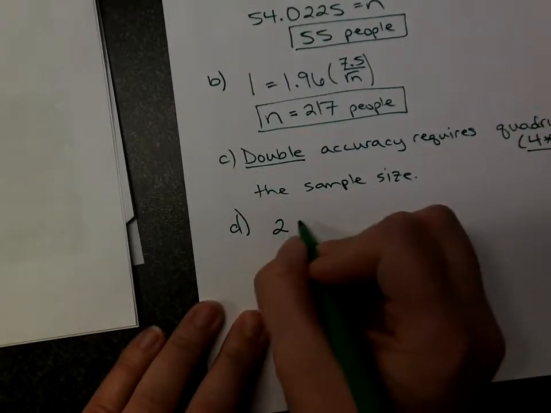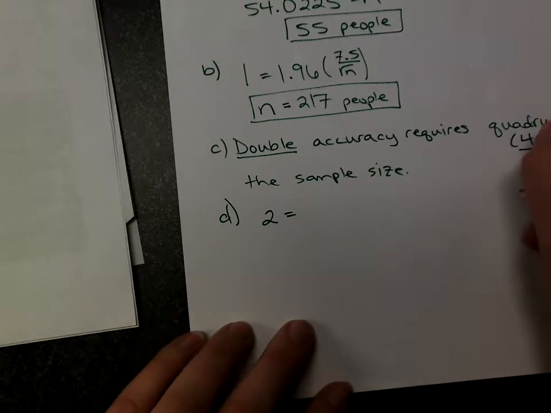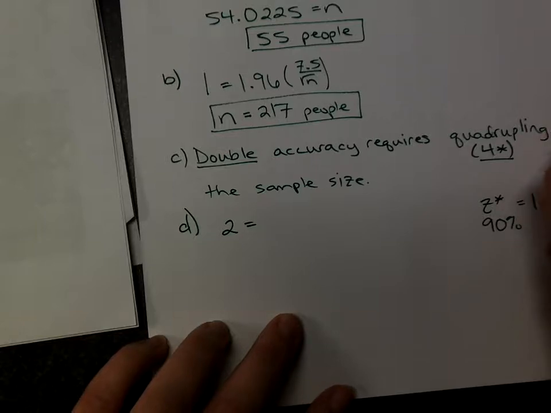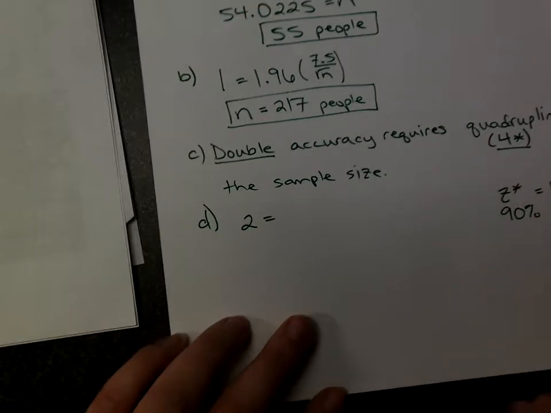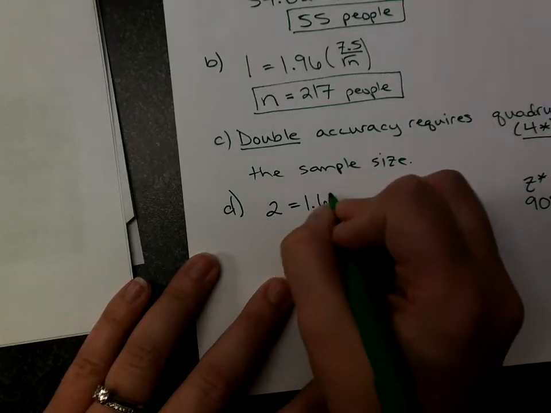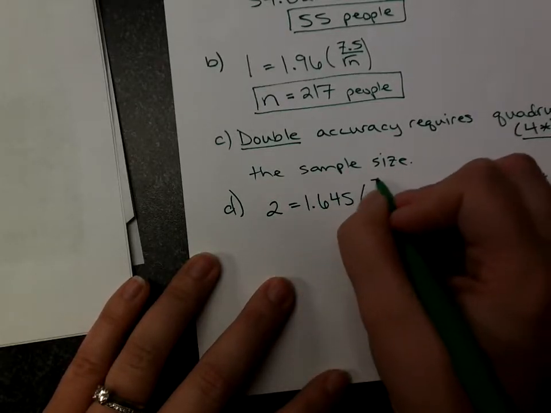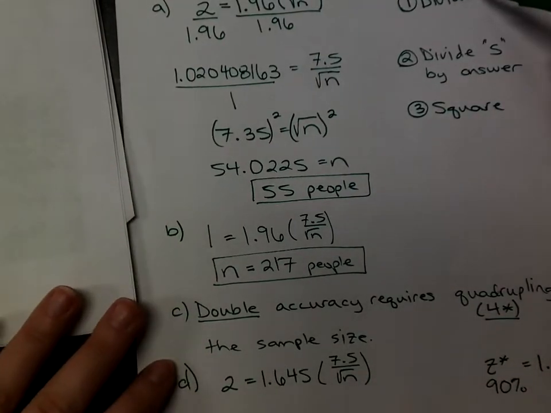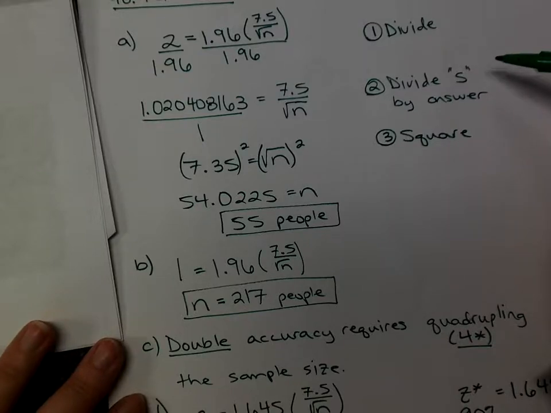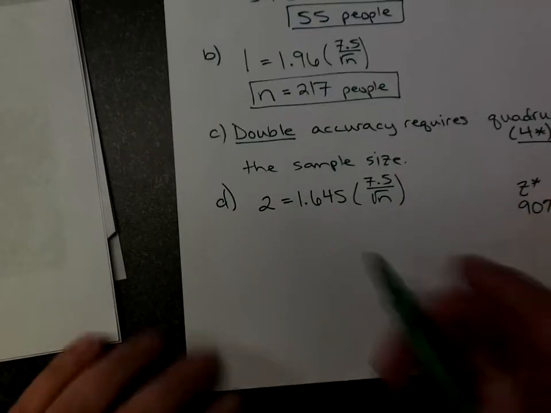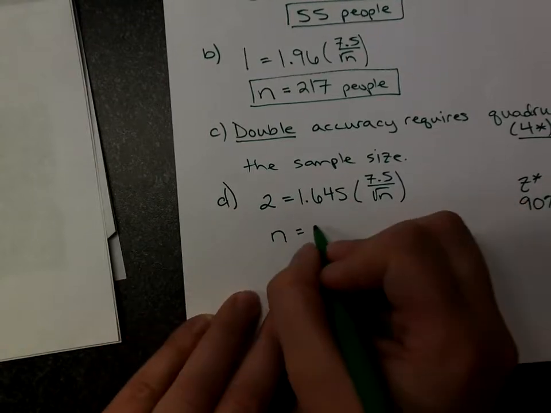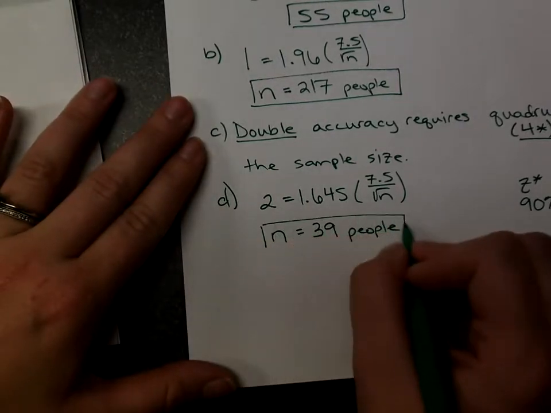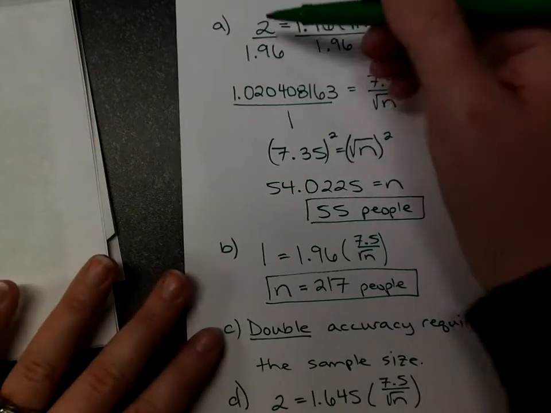So, still 2. The critical value is going to change. The critical value for 90% confidence is 1.645. So that's 1.645 times the standard deviation over the square root of n. So again, we're going to follow these 3 steps. Divide s by the answer, and square. If you do all those things, you should get 39 people.